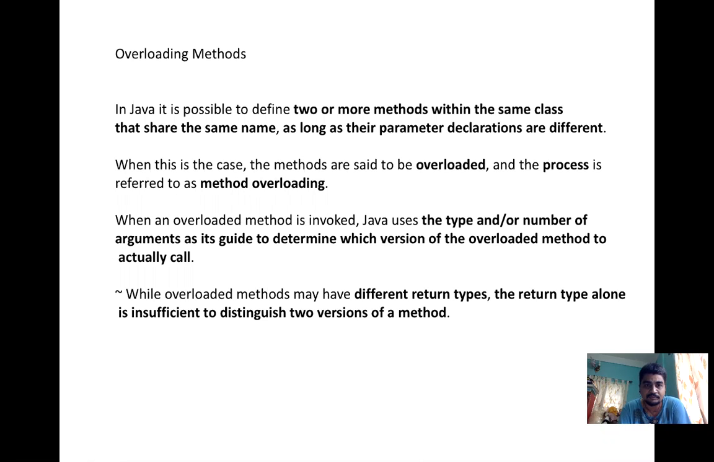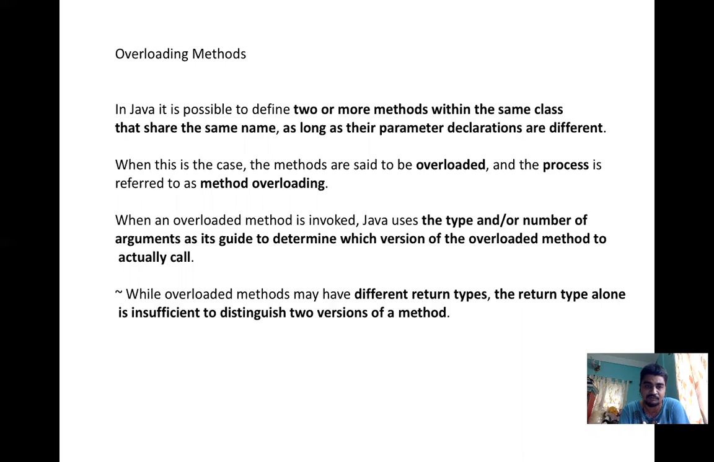Let's have a closer look at methods and classes. So, overloading methods. Once in a class, there are two or more methods having the same name, but the number of parameters is different. We call this overloading. So these methods are said to be overloaded, and the process is referred to as method overloading.